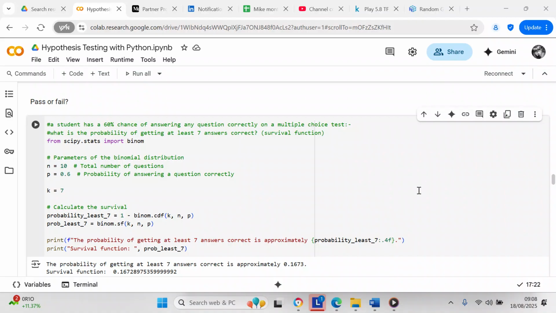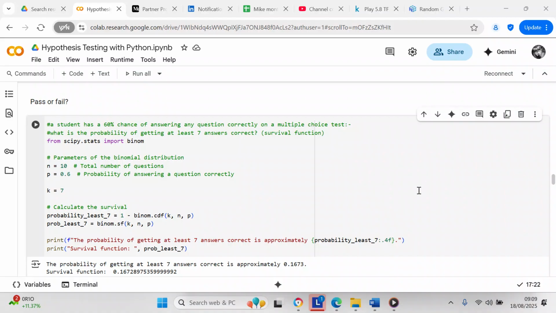So we're going to calculate the survival rate, and I've got two formulas to do that. prob_at_least_7 equals 1 minus binomial.cdf, that's the cumulative distribution function, of k, n, p: k being 7, n being 10, p being 0.6. And then we're also going to use the survival function, which is in SciPy. So prob_at_least_7 equals binomial.sf of k, n, p.